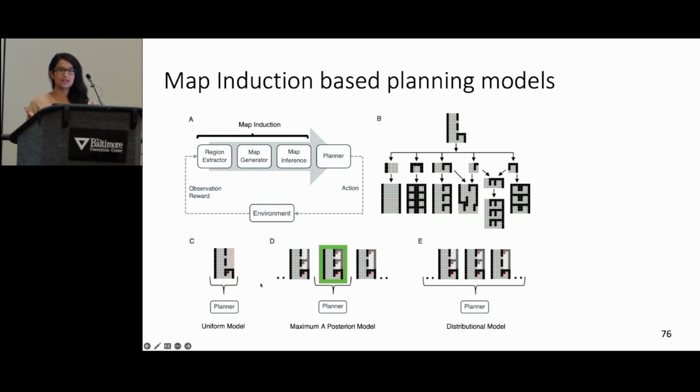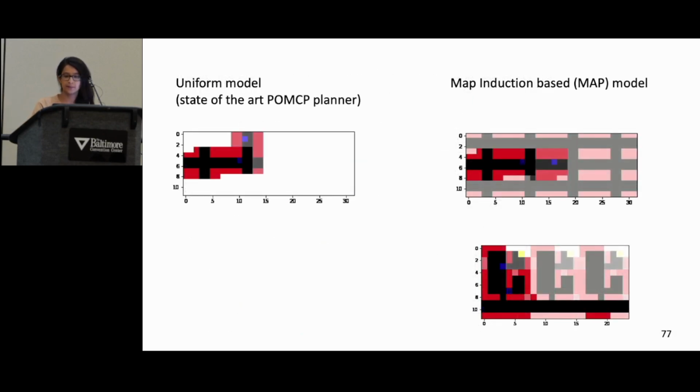So we consider 3 main model hypotheses. The first one is a baseline uniform model that doesn't use map induction. So it assumes a uniform distribution over the existence of wall, reward, or an empty space in the unobserved parts of the environment. So you can think of this as an unconstrained large distribution of possible maps. The second one is the maximum a posteriori model that uses the most likely map from the generated distribution of maps to plan. And the third one is a distributional model that uses the entire distribution of maps that the map generator has generated in order to plan the next steps in the environment.